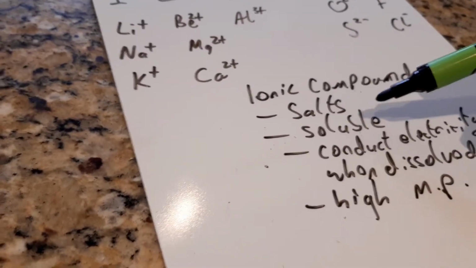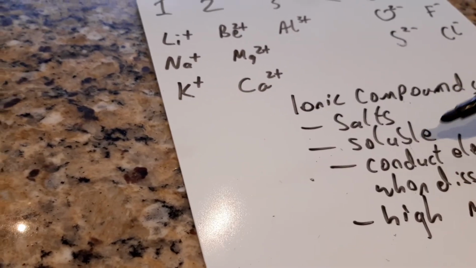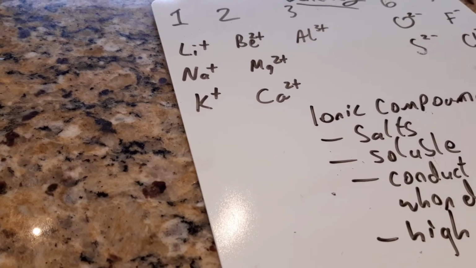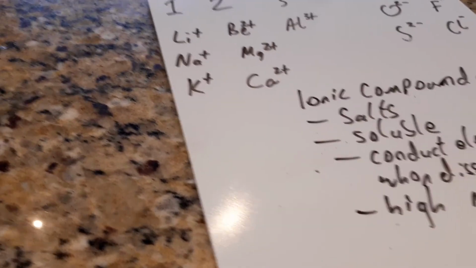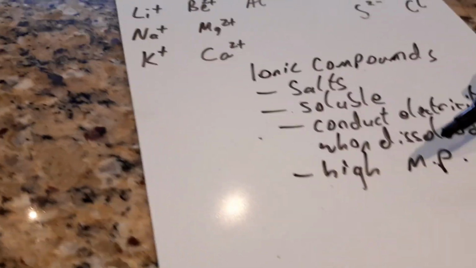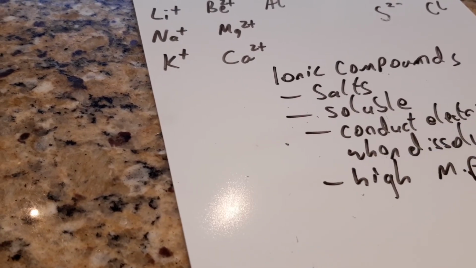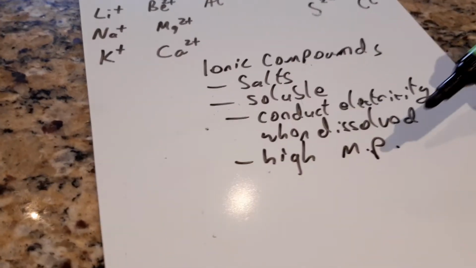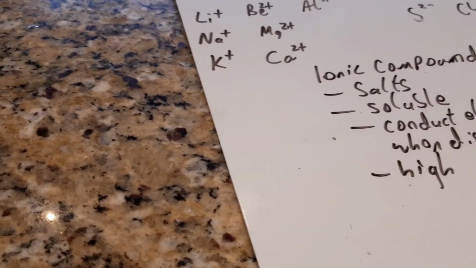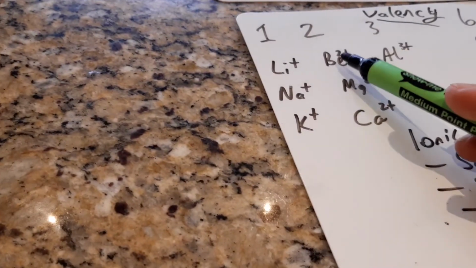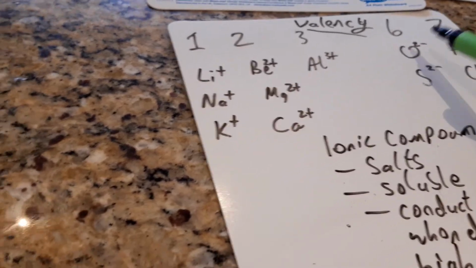Okay, and the properties of these are really important. They're soluble, they dissolve. Think about salt in water, it dissolves, doesn't it? They conduct electricity when they're dissolved, and they have a high melting point. It's hard to melt salt. It's not easily done in a lab or in the kitchen. You've probably never seen salt melted because it has a very high melting point, because the forces between the positive ions and the negative ions are very, very strong.